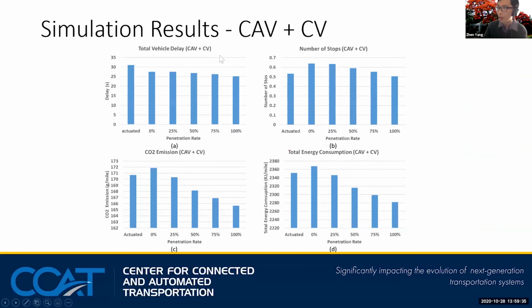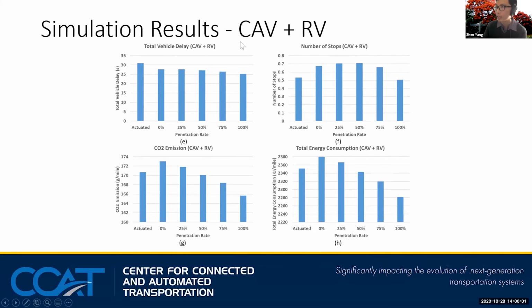So here are the results of the first group, CAV and CV. We give you the performance of the mobility in terms of total vehicle delay and number of stops, and also give you the performance of the fuel consumption in terms of CO2 emission and energy consumption. So you can see that as we increase the penetration rate of CAV, we can have better and better performance in both mobility and fuel consumption.